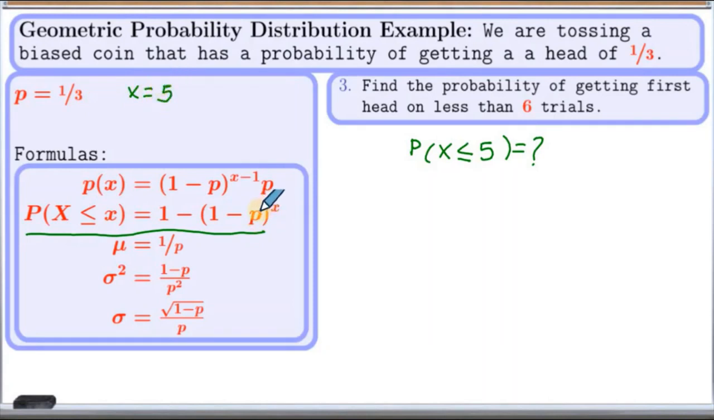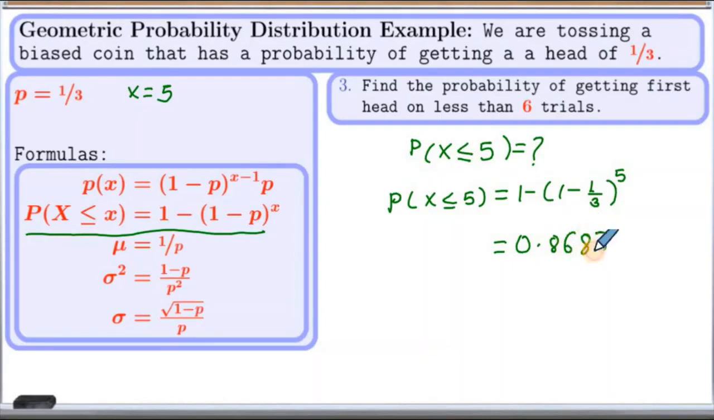Now, once we know what our p and x are, all we need to do is plug in these numbers into this formula here. So we get probability of this equals 1 minus, our p is 1 over 3, to the power x, which is 5. Now you can put this whole thing in a calculator. So this comes out to be 0.8683.